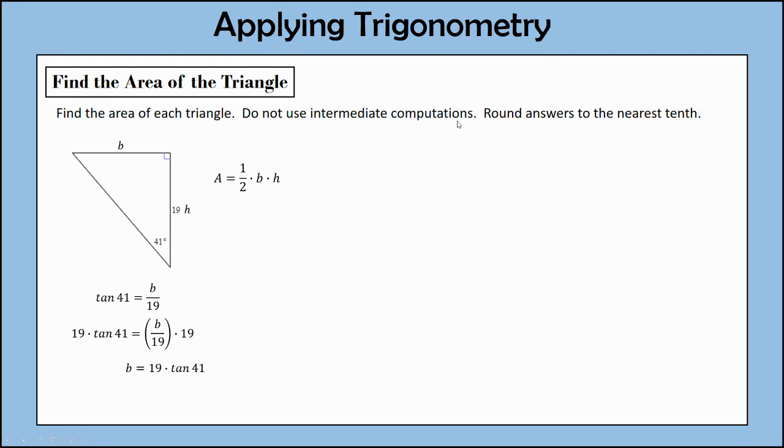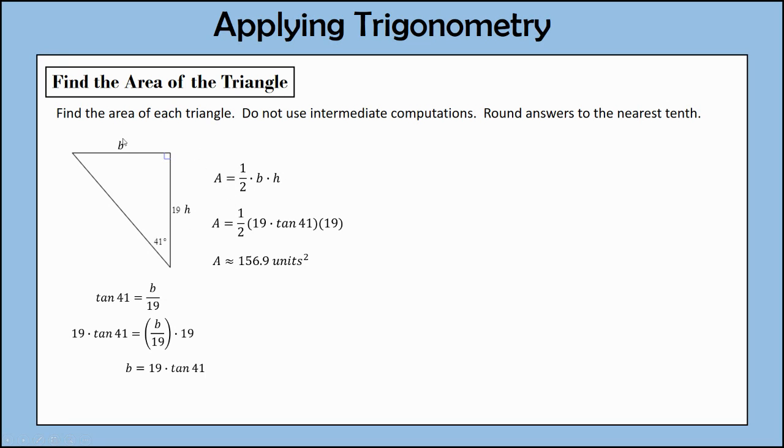Let's go back to this again. No intermediate computation. We don't want to multiply this together and round that answer. We want to use this expression in my formula. So now when I go to plug things in, I'm going to do 1/2 times 19 times the tangent of 41, which is the base, then times the height, which is 19. Again, in your calculator, I want you to do this all at once: 19 times tangent of 41 times 19 divided by 2. 156.9 units squared.